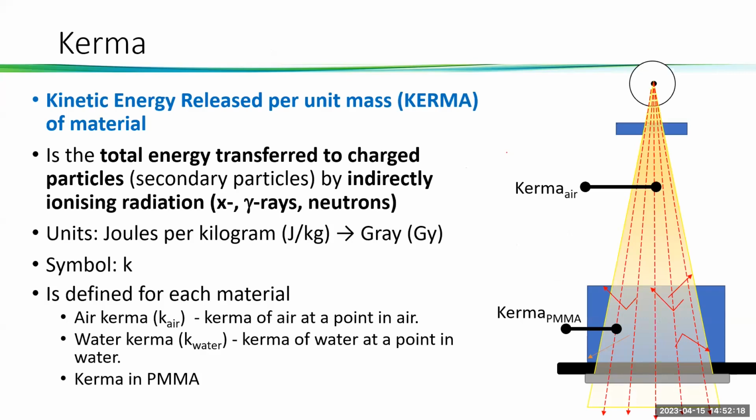Kerma is short for kinetic energy released per unit mass. It is basically the total energy transferred to charged particles, the secondary particles, in the material, the medium, where the X-ray impinges. This is by indirectly ionizing radiation: X-rays, gamma rays, and neutrons. So Kerma is only related to indirectly ionizing radiation, not charged particles. The unit is joule per kg or Gray, and we use the symbol K.